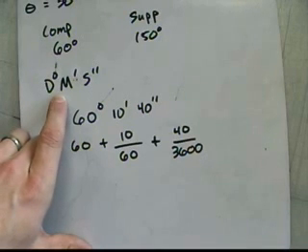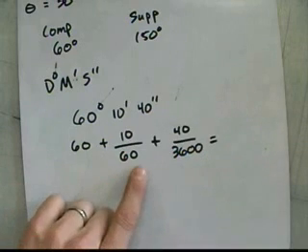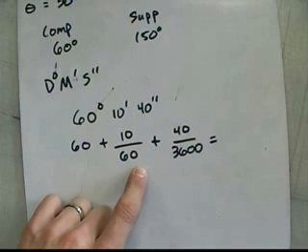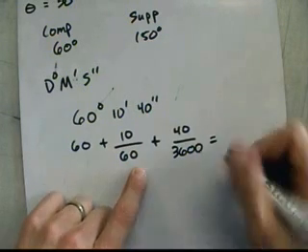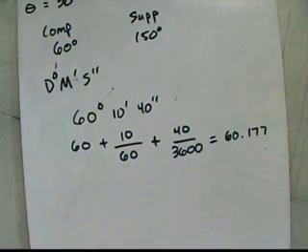There's 60 seconds in a minute. There's 60 minutes in an hour. 60 times 60 is 3,600. Okay? So we're going to add all those together, and that gives me whatever my decimal is. Okay? So put that on your calculator, and just go to 60 plus 10 divided by 60 plus 40 divided by 3,600, and I get 60.177. It looks like that 7 is going to repeat forever.